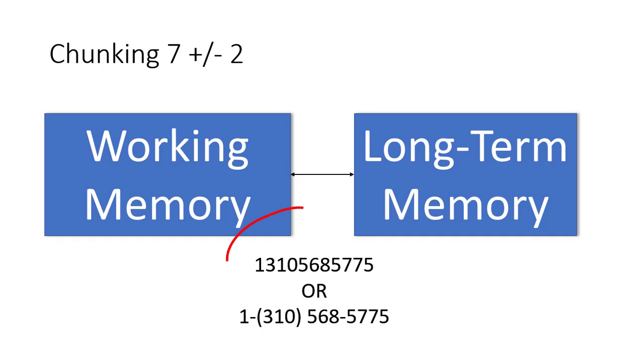Now, if we just look at it as a string of numbers, 13105685775, that is much more difficult to remember than if we break it into chunks, 1-310-568-5775. The chunks have some significance. There's a prefix, there's an area code, there's the main number. So these chunks are more readily remembered. It's a lot easier to remember them broken down into these groupings of characters or numbers than they are individually.